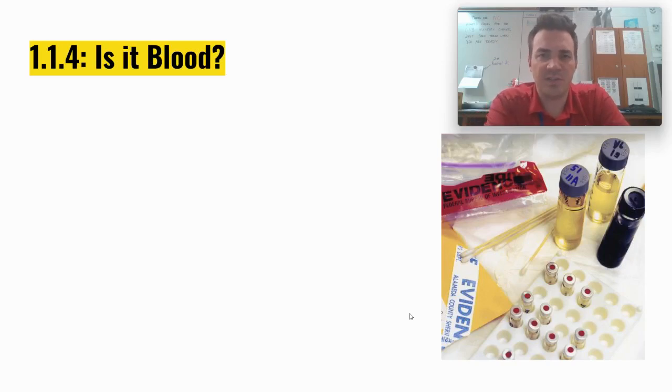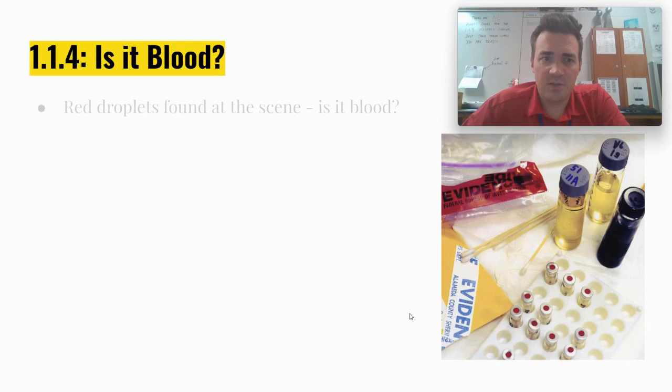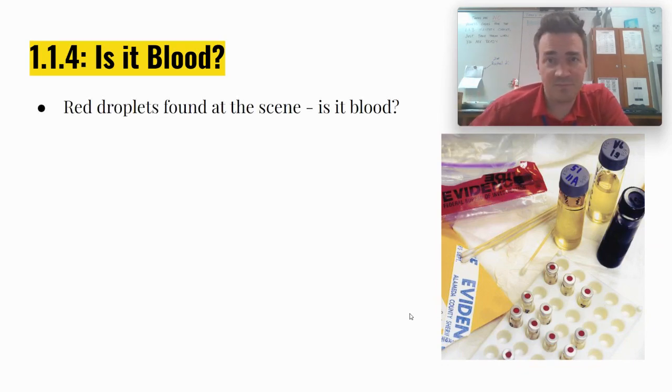This video is about the different types of tests we're going to be performing to determine whether the red substance found at the scene is blood or not. So, we've got this red stuff at the scene. It looks like blood. We think it's blood, but is it blood? Could be something else, so we always got to make sure that we check.